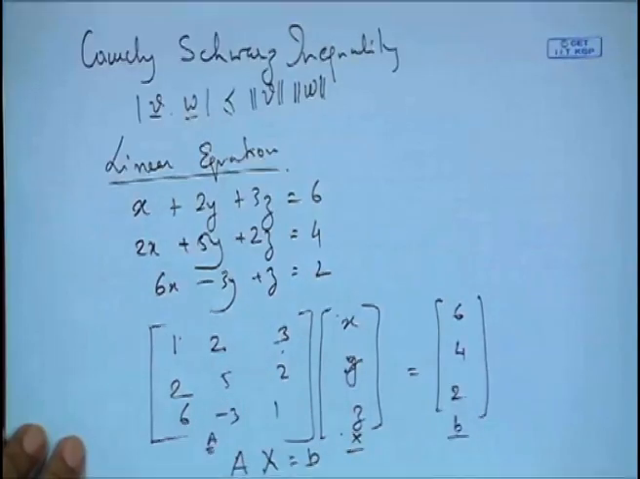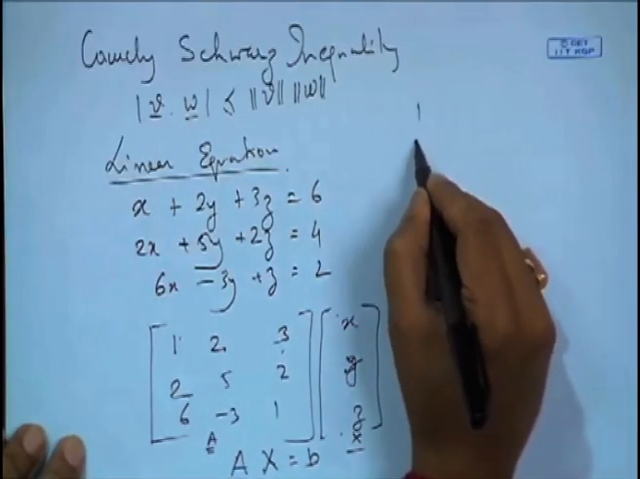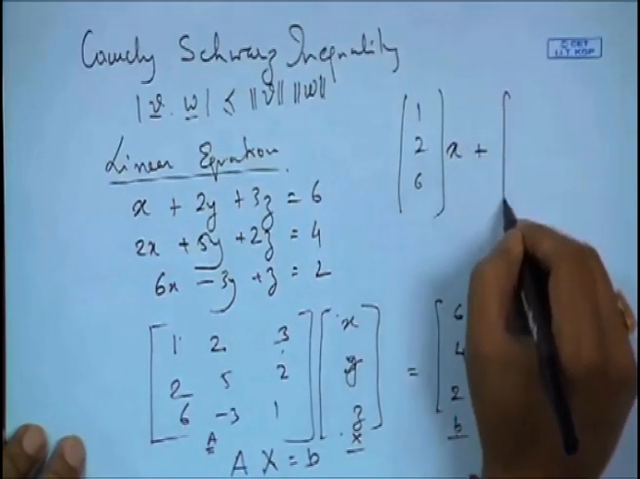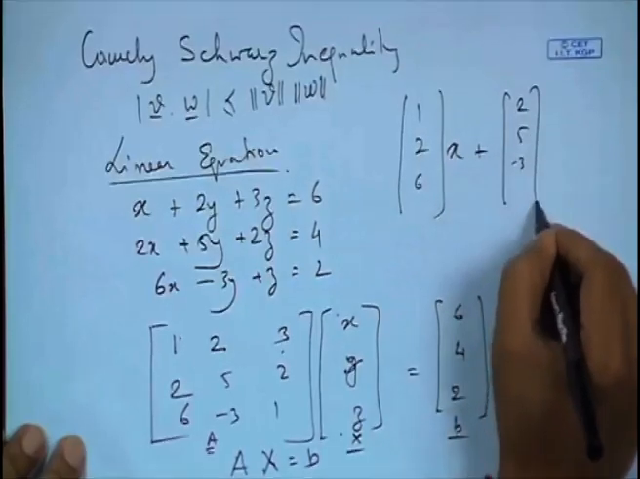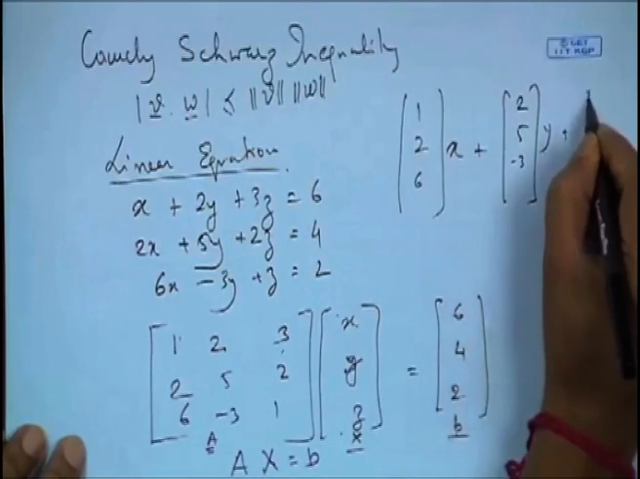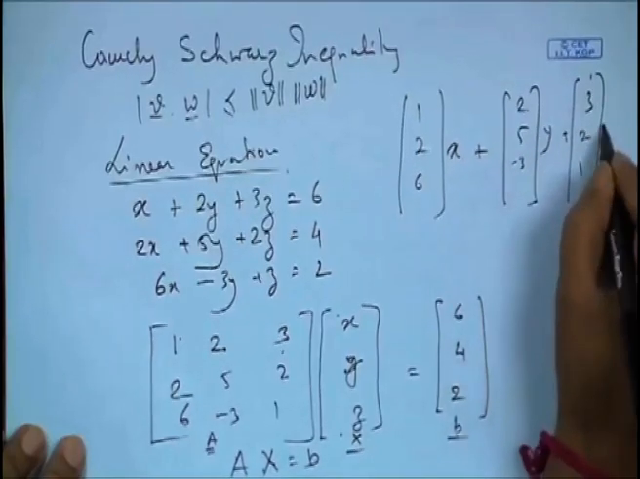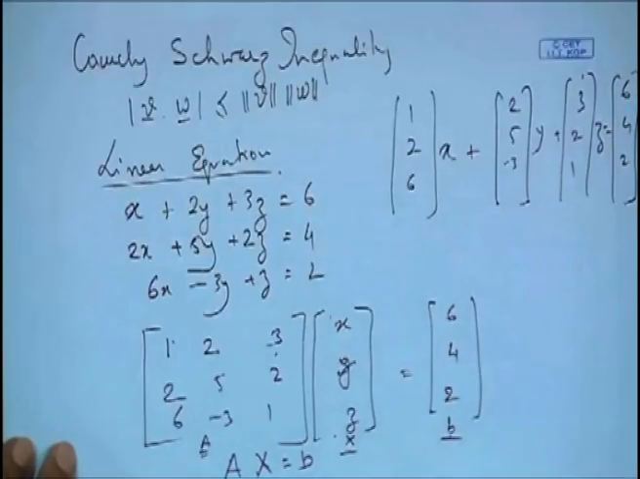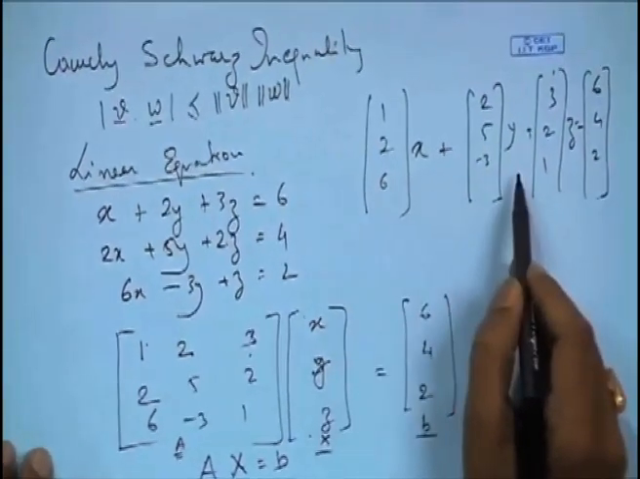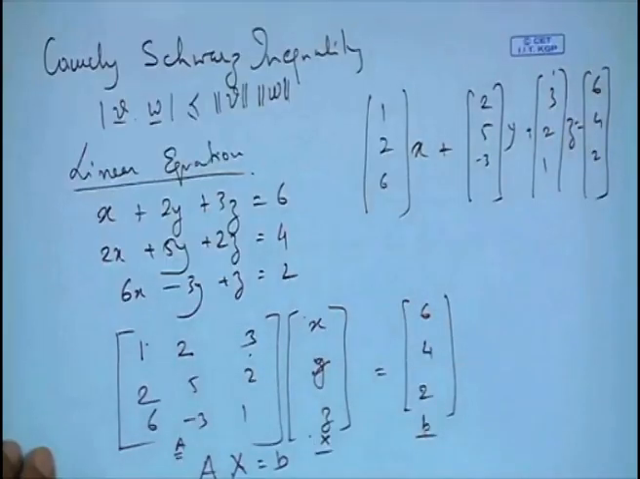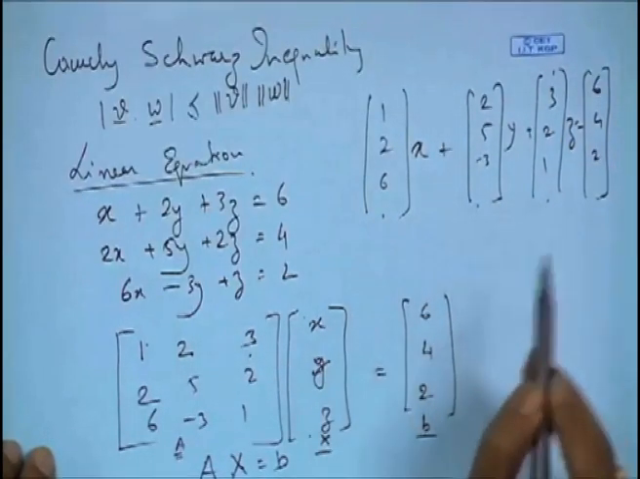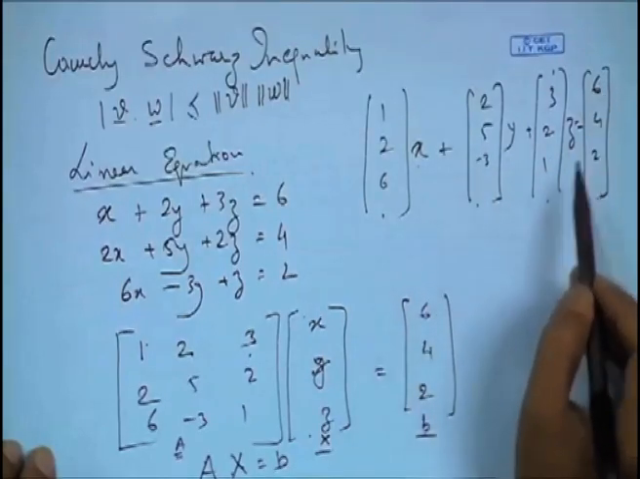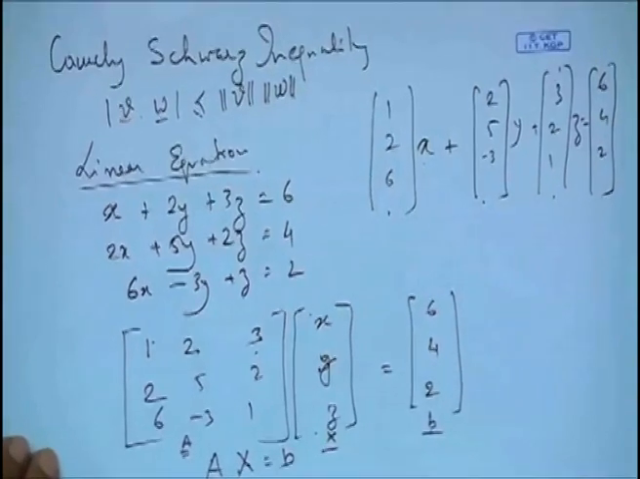This could also be viewed as writing 1, 2, 6 as one vector times a coefficient x, plus 2, 5, minus 3 times y, plus 3, 2, 1 times z, is equal to 6, 4, and 2. You could also view it in this way. That means we are talking about some combination of vectors which is going to produce this particular vector. So this is one vector, one vector, one vector, which is getting multiplied by some components, some weights, so that it produces this vector.